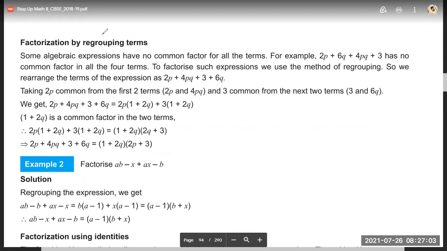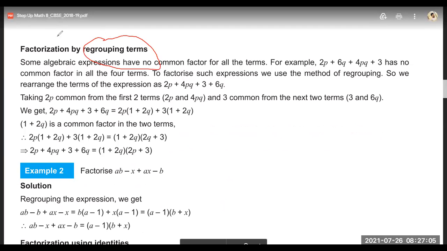How do we regroup the terms and how can we factorize it? Regrouping means, in a given expression, for example, let us take this one: ab minus x plus ax minus b. Out of these 4 terms, we have ab here and b here. a is common in these 2 terms, or b is common in these 2 terms, x is common in these 2 terms. So we can take any 2 terms in which we find at least one variable repeating.